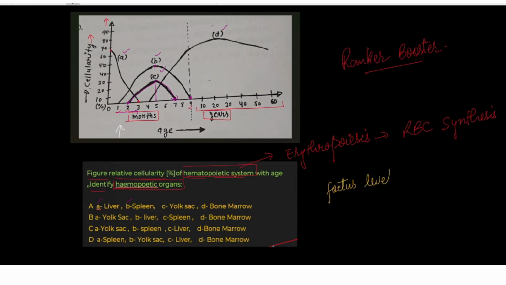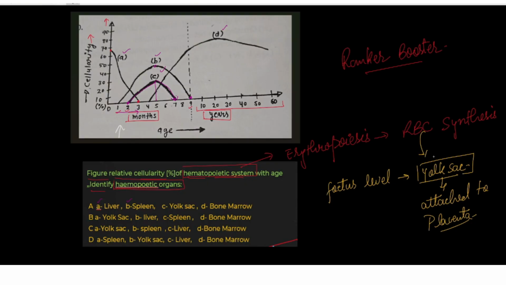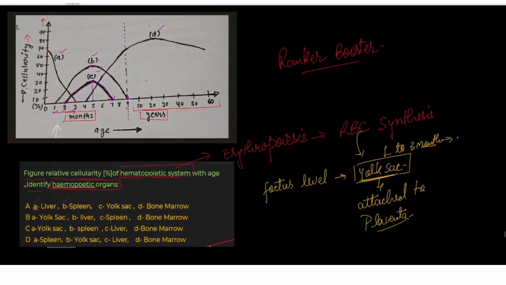At the fetus level, there was the embryo sac in which the yolk sac was present, and this yolk sac was attached to the placenta, right? It formed first. This yolk sac is responsible for erythropoiesis from 1 month up to 3 months, because after that the yolk sac will disintegrate. After 3 months it will disintegrate, right? So let's see.